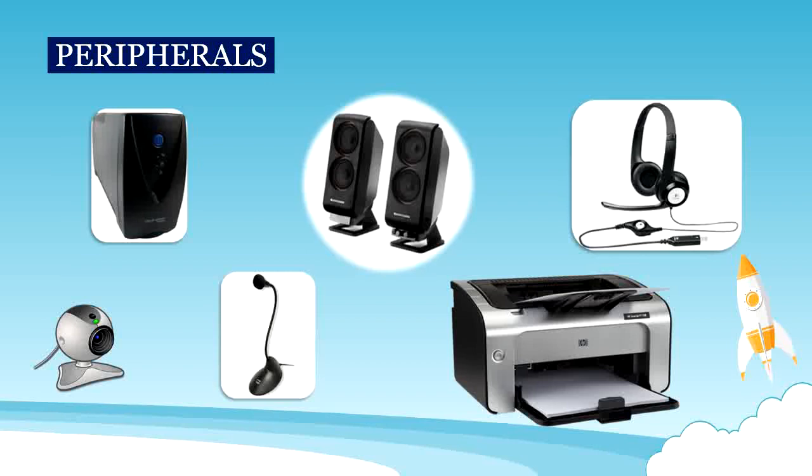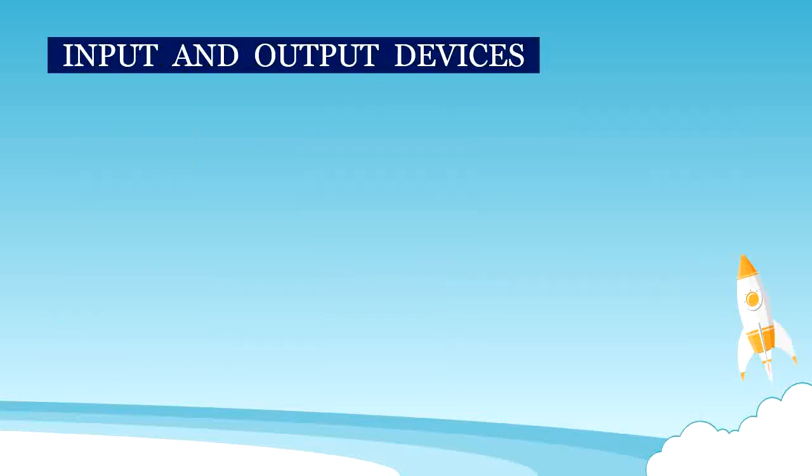Apart from the major parts, there are some other devices used with the computer. These devices are called peripherals. Some of the known peripherals are the UPS, the speaker, the webcam, headphones, microphones, printers, and scanners. Today, we are going to learn about input and output devices. But before we go into the definition, tell me about something.